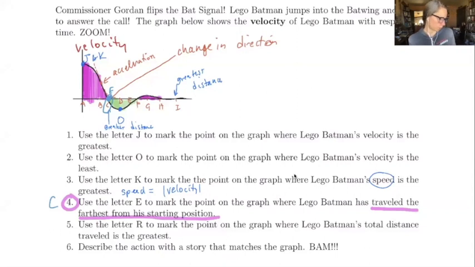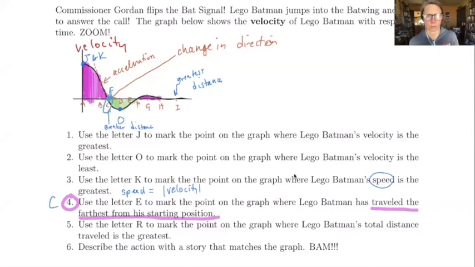So again, we're working on a velocity graph and just making sure we can interpret what's going on. The greatest velocity is going to be when the y value is the largest. The least velocity is going to be when the y value is the smallest. So J and O are positioned on that graph.